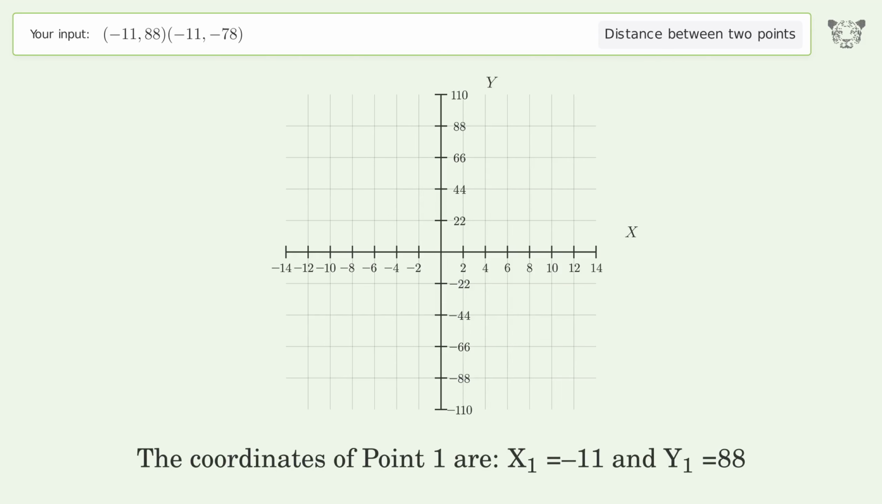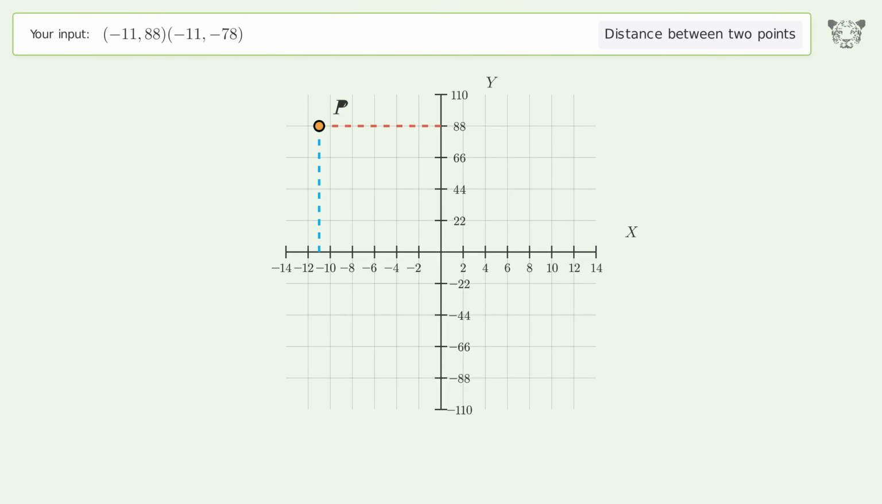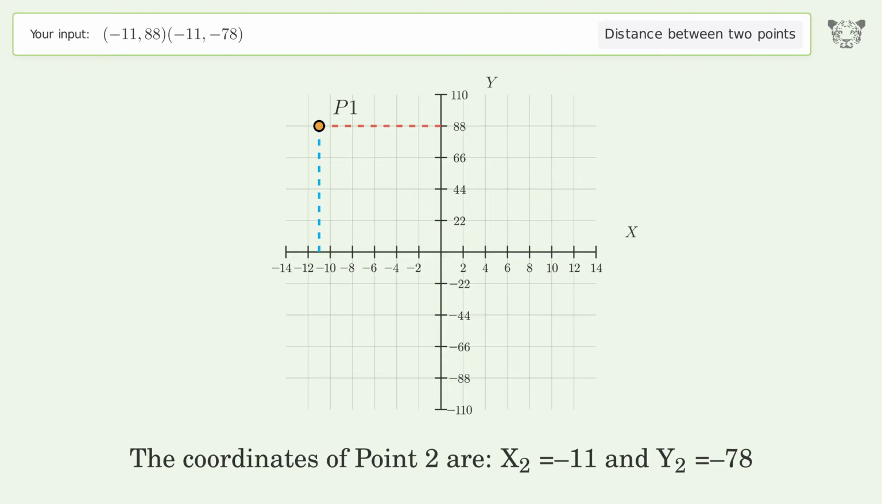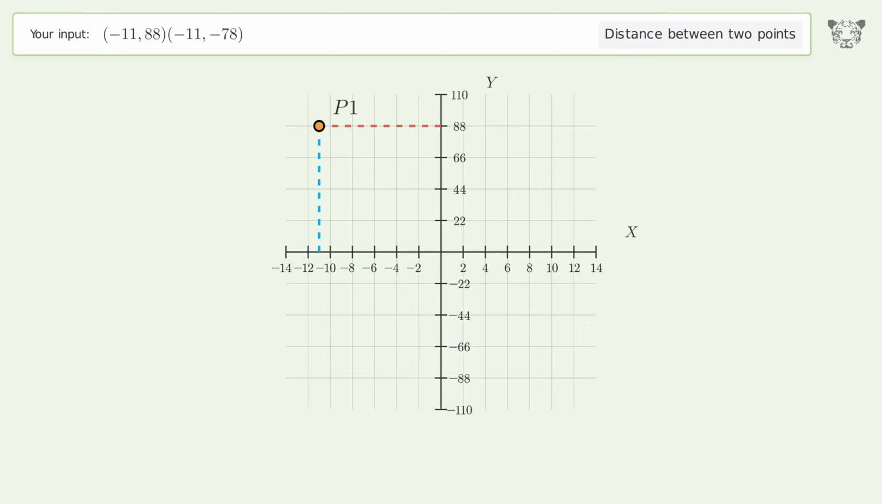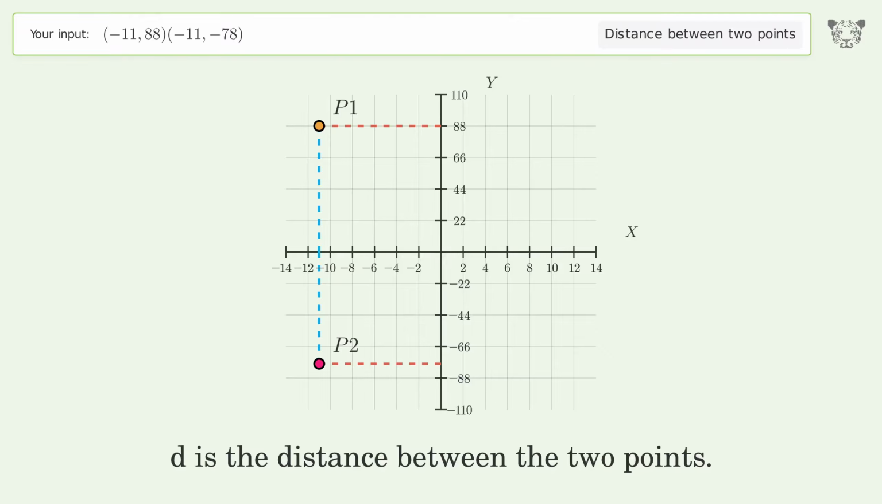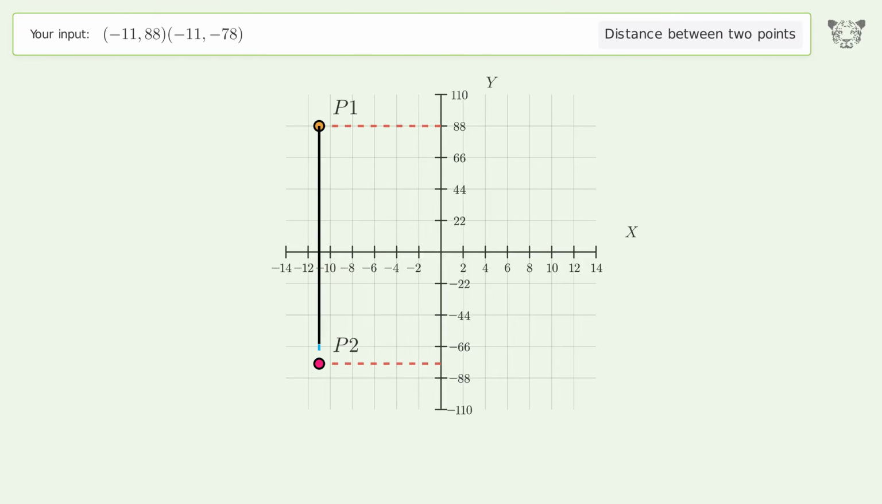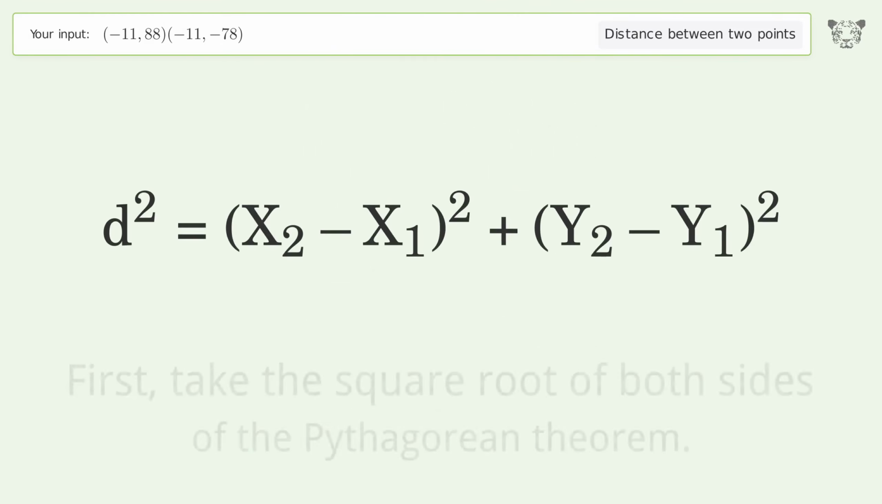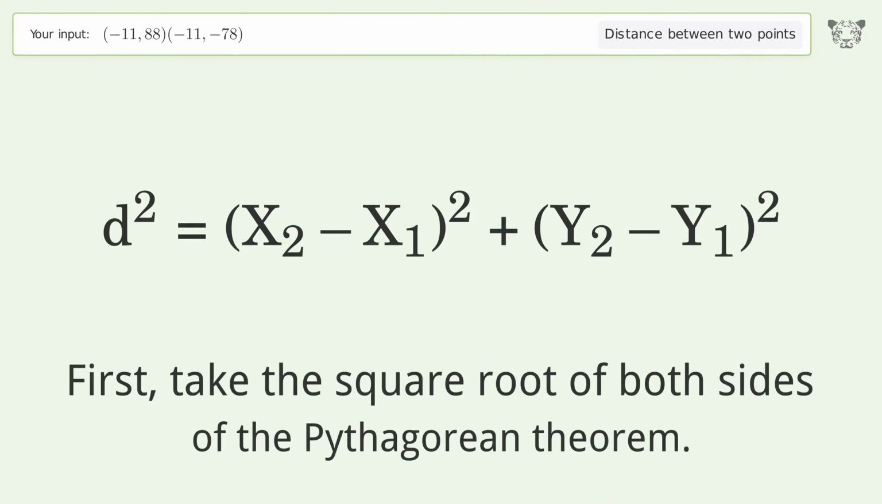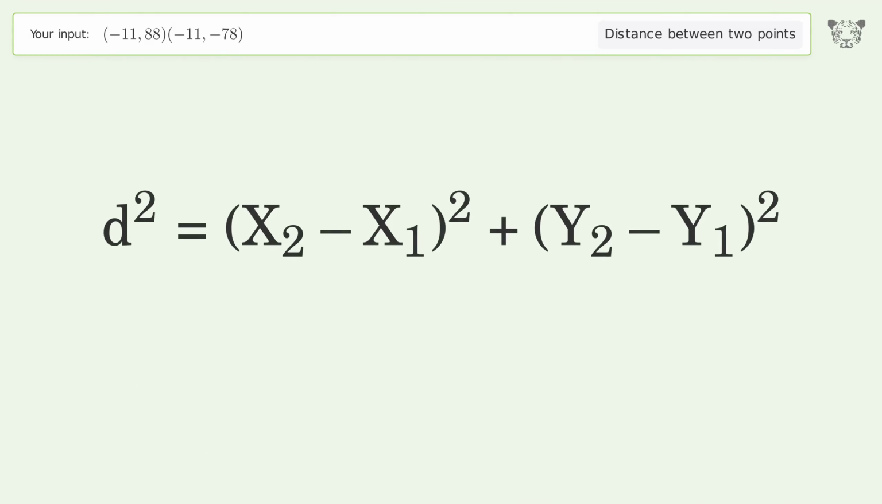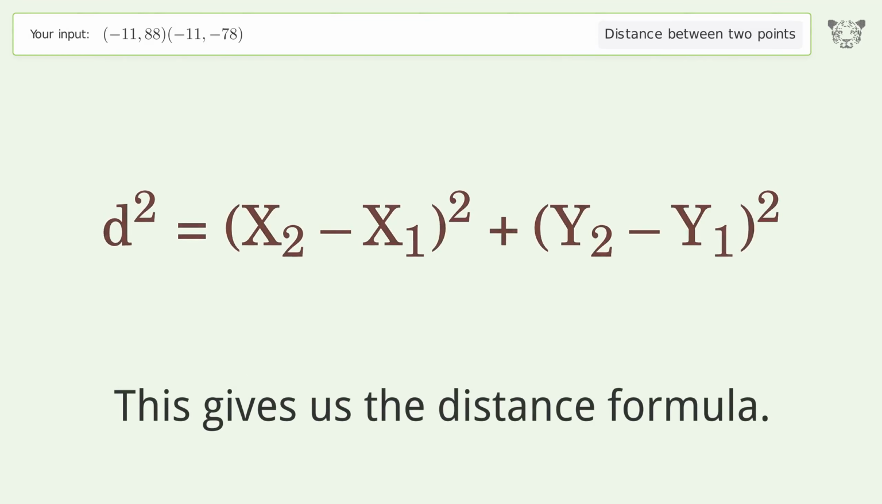The coordinates of point 1 are x1 equals -11 and y1 equals 88. The coordinates of point 2 are x2 equals -11 and y2 equals -78. D is the distance between the 2 points. First, take the square root of both sides of the Pythagorean theorem. This gives us the distance formula.